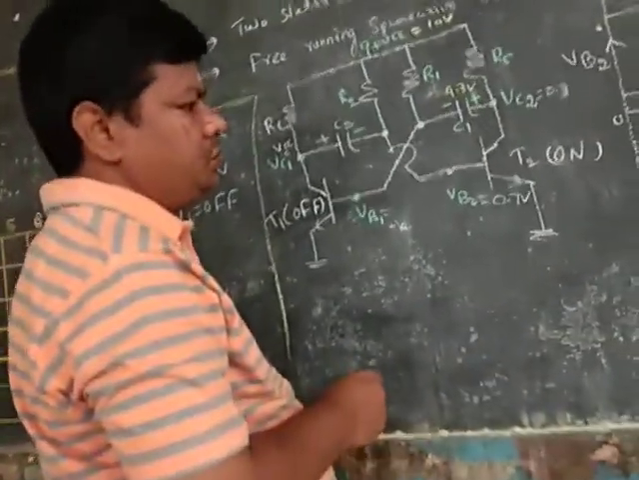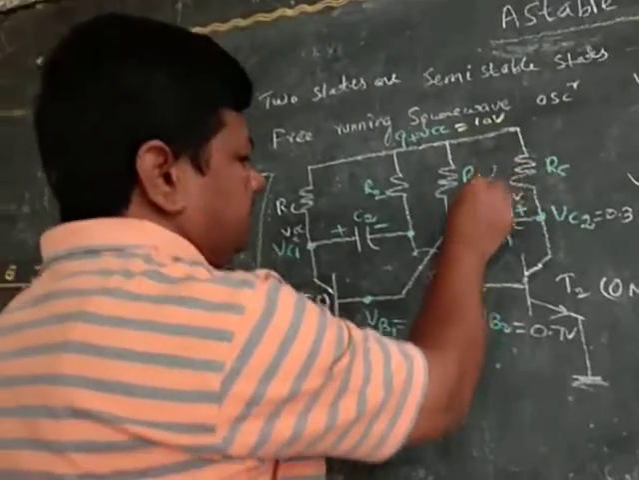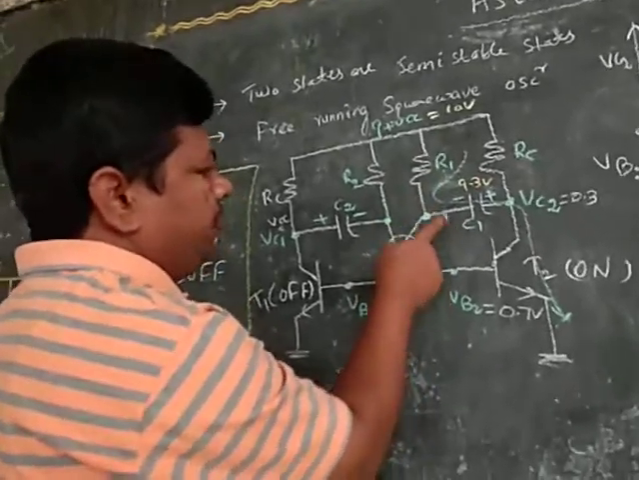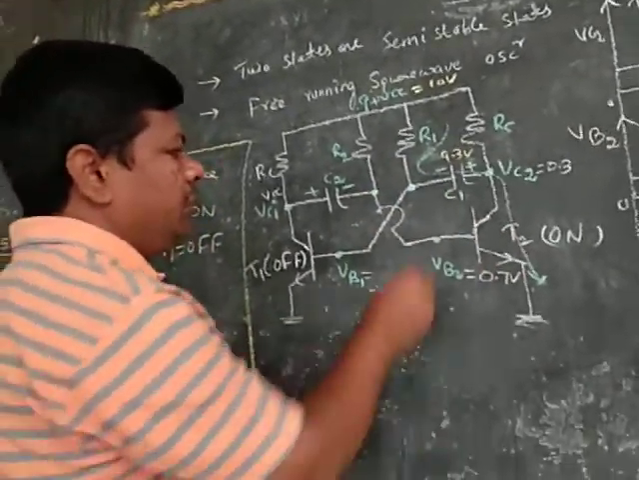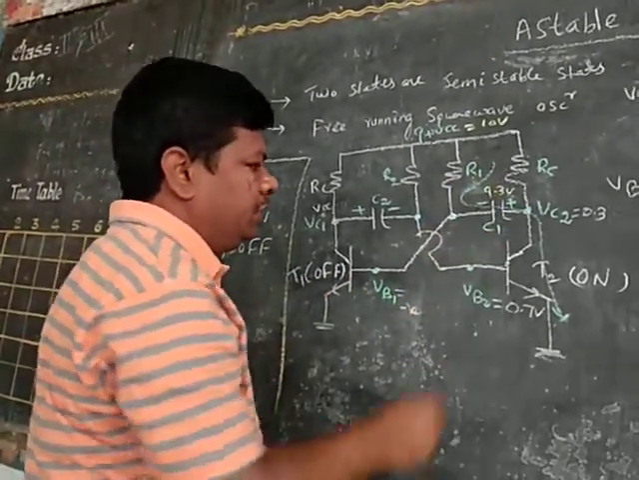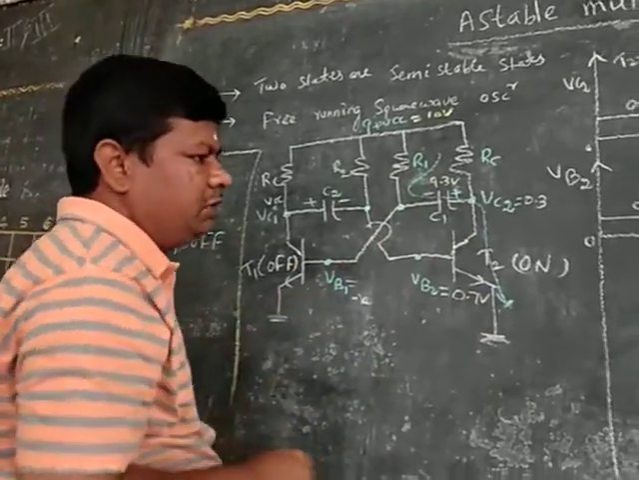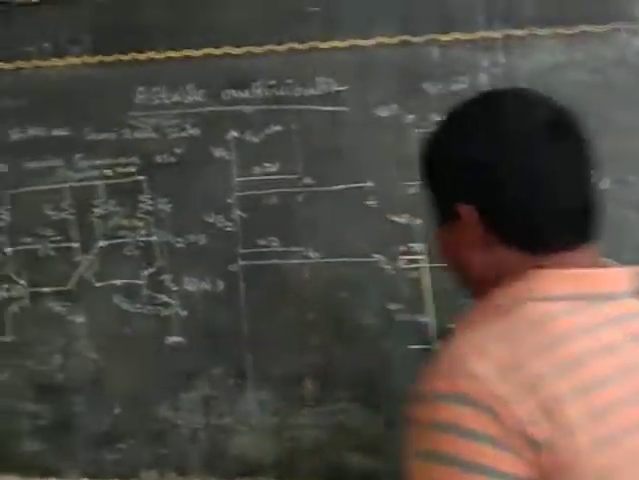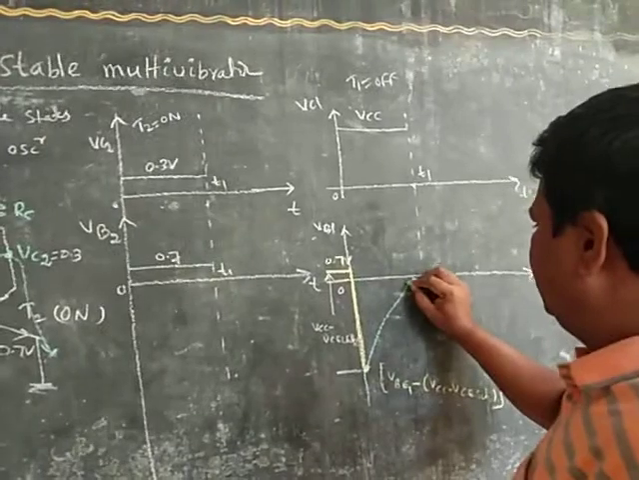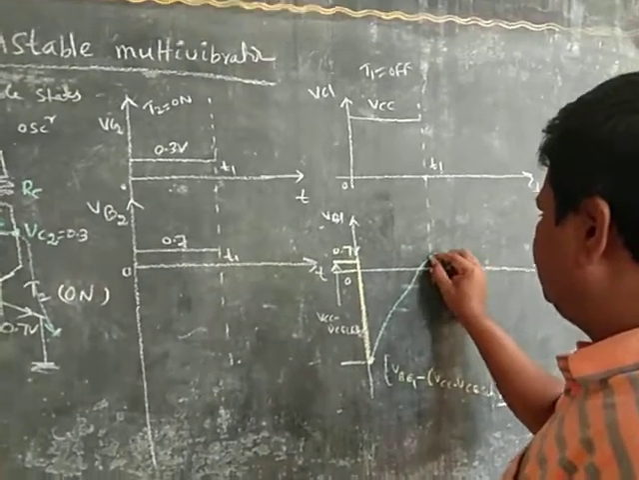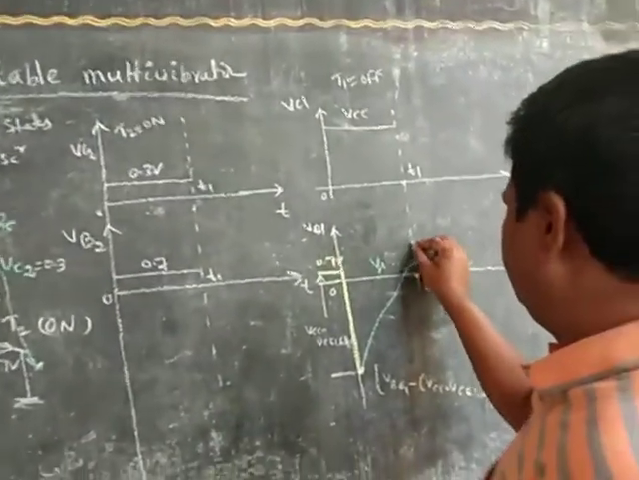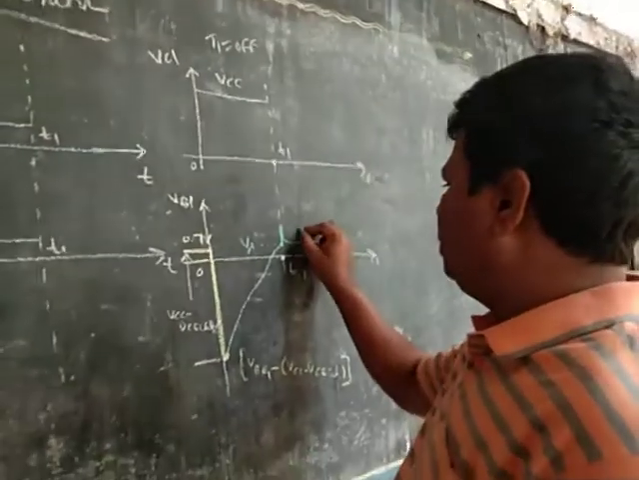Now when T2 is on, the capacitor slowly discharges. What is the path? The path is R1, C1 and T2 transistor on. This coupling R1, C1 is connected to the base of T1 transistor. Observe here, the capacitor discharges, and the voltage also discharges slowly. It will be 0 when it crosses the V gamma. When it crosses the V gamma, immediately T1 transistor enters into on.